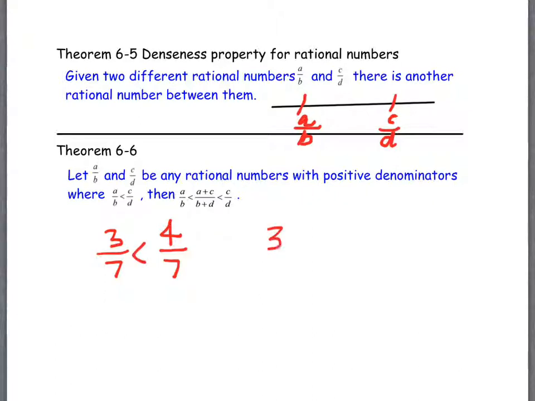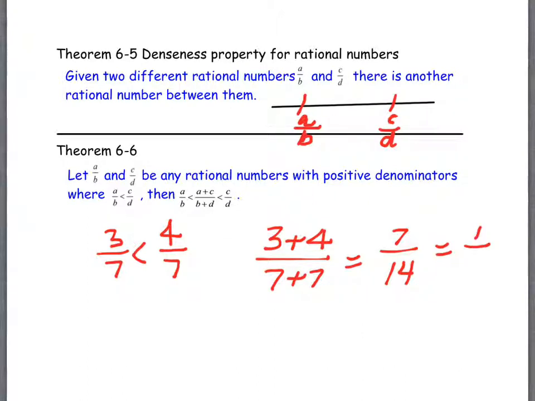So with 3 over 7 and 4 over 7, I can add the 3 and the 4 together, and I can add the two 7s together, and I end up getting 7 out of 14. That happens to reduce in this case. Sometimes it won't reduce. This one happens to become 1/2. If it is able to be reduced at this point, we would reduce it, but oftentimes it won't be.